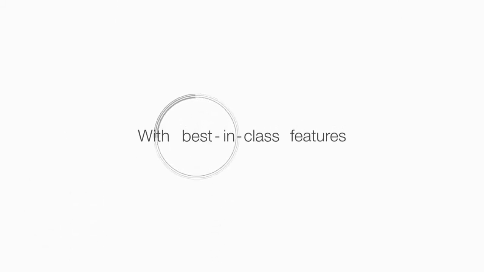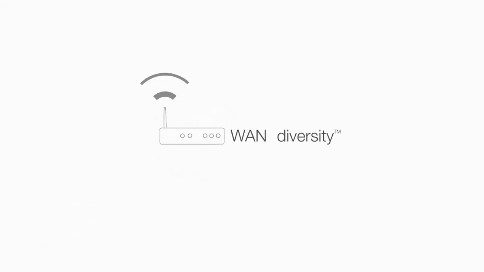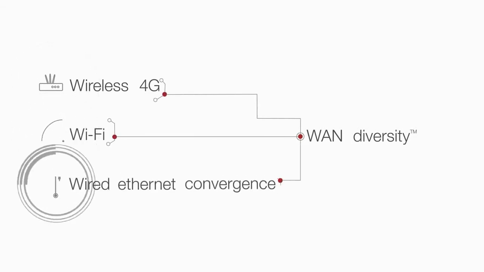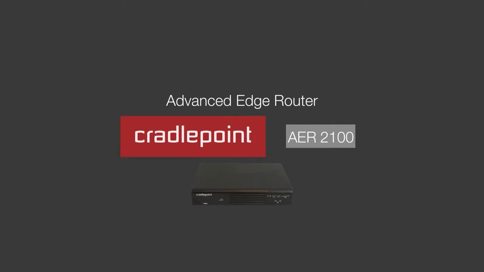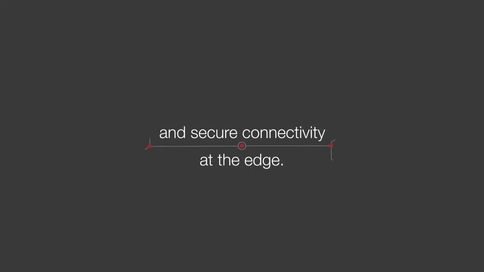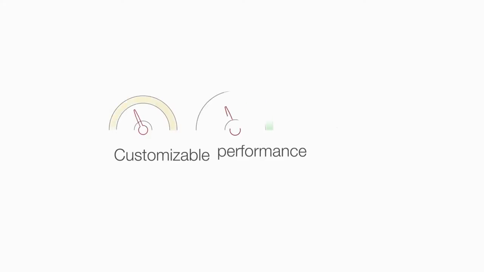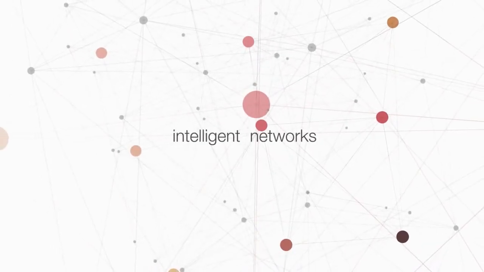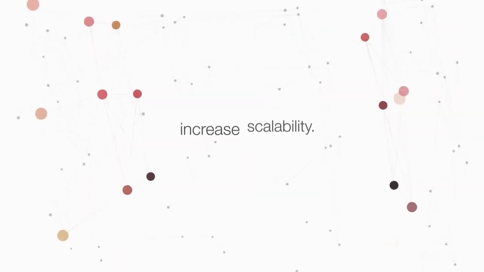With best-in-class features like WAN diversity, which includes wireless 4G, high-performance Wi-Fi, and wired Ethernet convergence, the Cradlepoint AER 2100 Advanced Edge Router is a secure, cloud-managed networking solution that is purpose-built for PCI compliance and secure connectivity at the edge. Customizable performance options and cutting-edge analytics allow network administrators to create intelligent networks that optimize productivity and increase scalability.